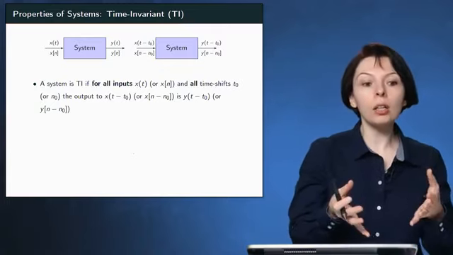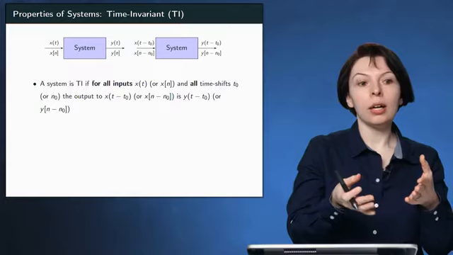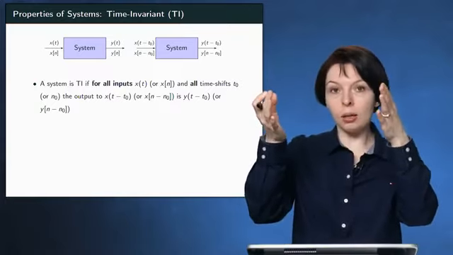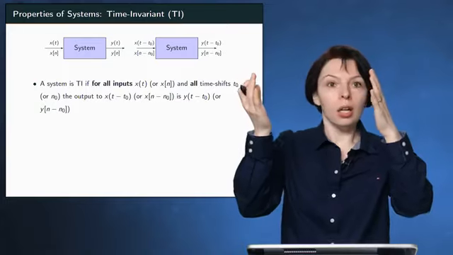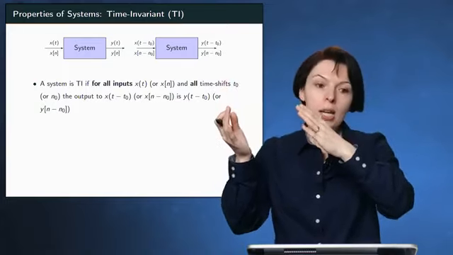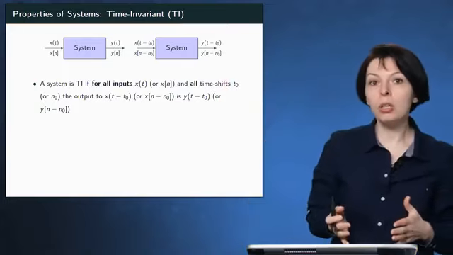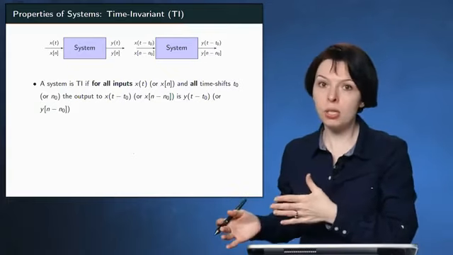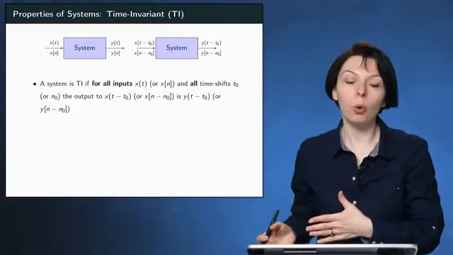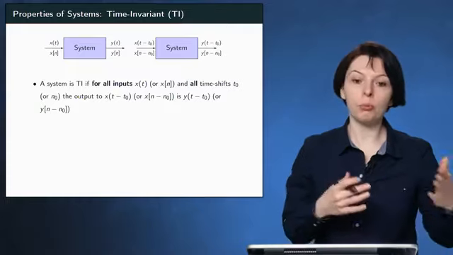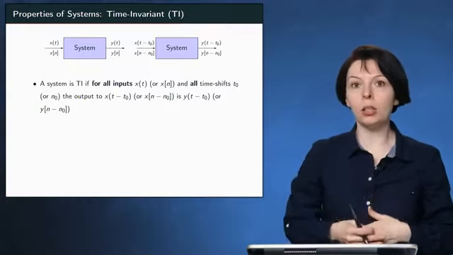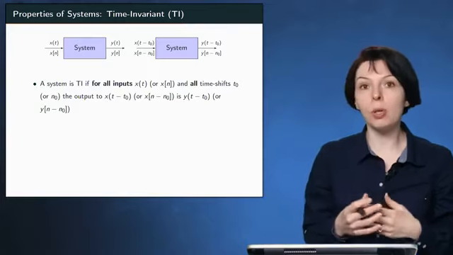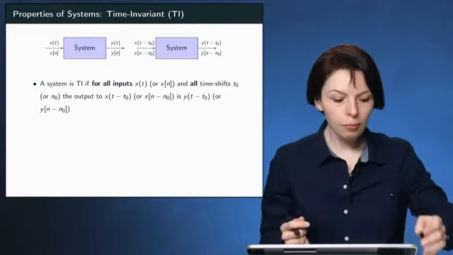So if you apply a signal x1 and you receive the output y1, for example, to a system in the morning, the response is going to be the same as if you apply the same input in the afternoon to the system. You are still going to receive y1 at the output of the system, providing that you apply the same input signal. So the change in time doesn't affect the response of your system.